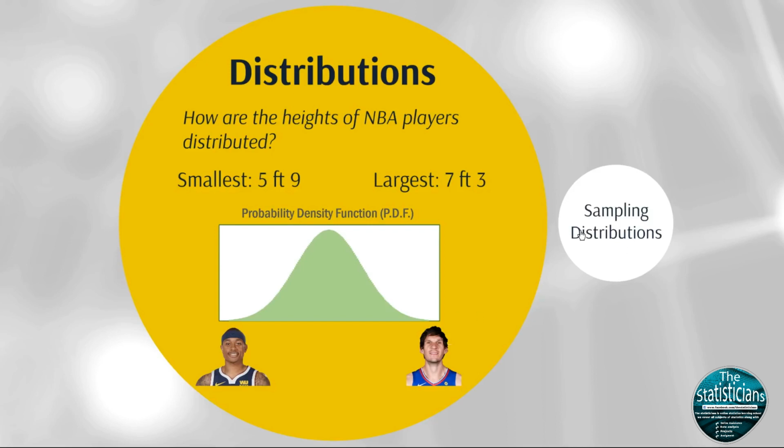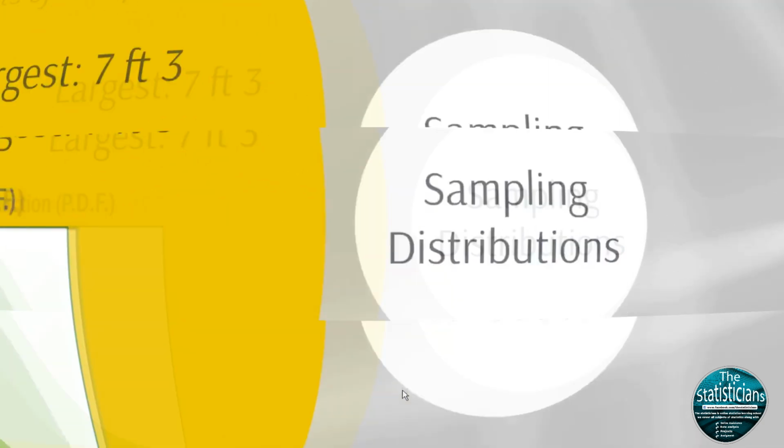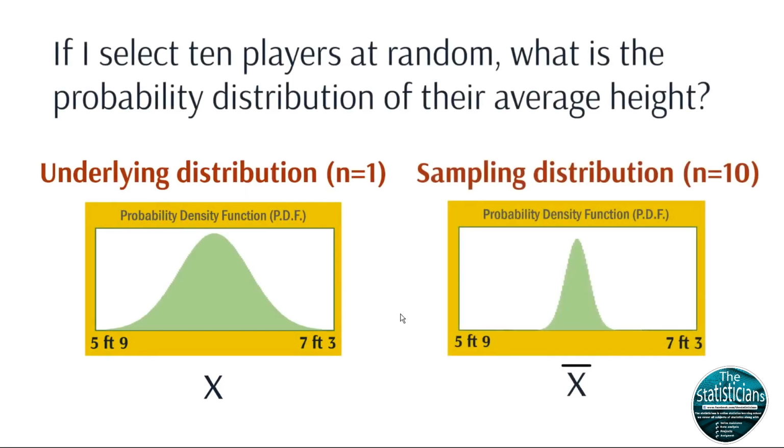Now, before we move on to have a look at sampling distributions, I just want to reiterate that this distribution we've been looking at describes the probability distribution of heights if I was to select one single player. But what if I had a whole sample of players, say 10 players, and I wanted to know what is the probability distribution of their average height? Well, for that, we'll be looking at sampling distributions. So the question is, if I select 10 players at random, what is the probability distribution of their average height?